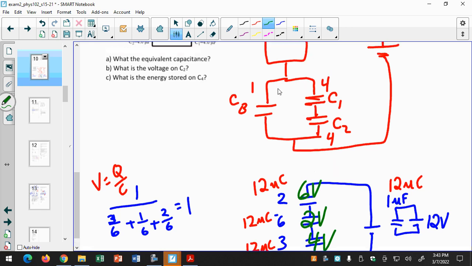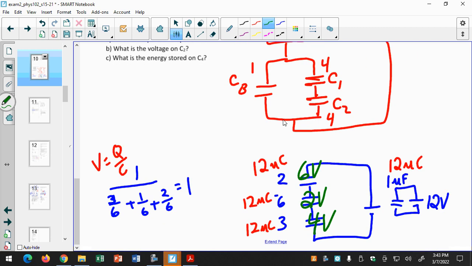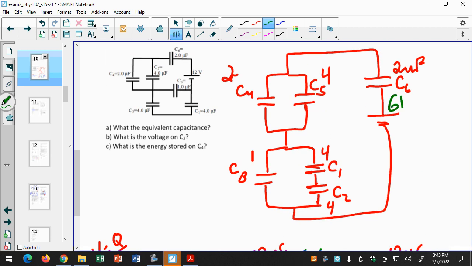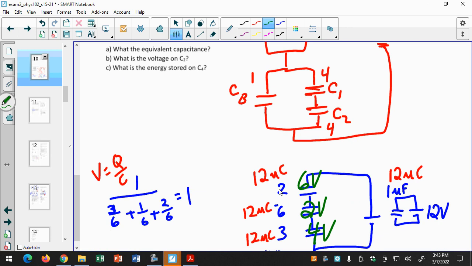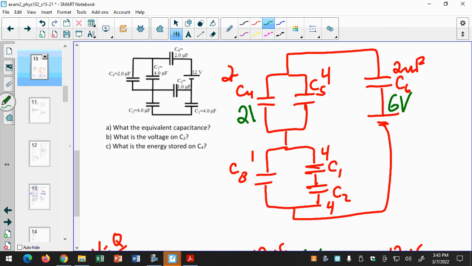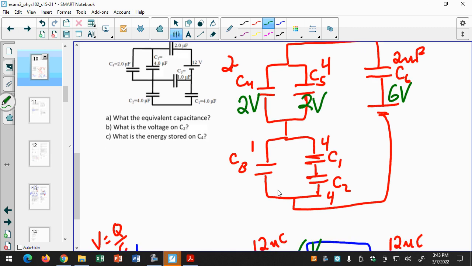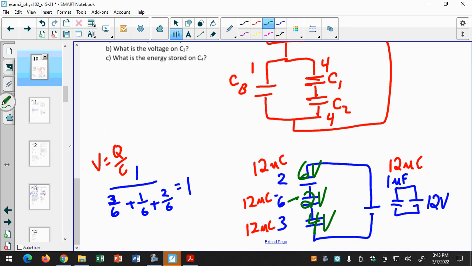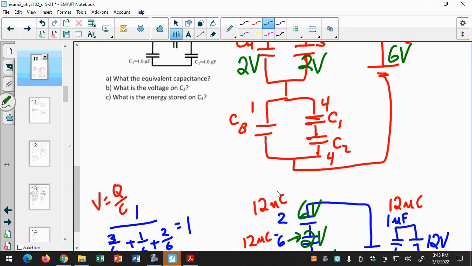Now that I have that, I can come back up here and start labeling some of these. This one is 6 volts. I just carried that over. These are both 2 volts because they're in parallel, and so they share the same voltage as this capacitor right here. This has 4 volts. These combined have 4 volts, but they split it. They're identical, so they're going to have 2 volts and 2 volts.